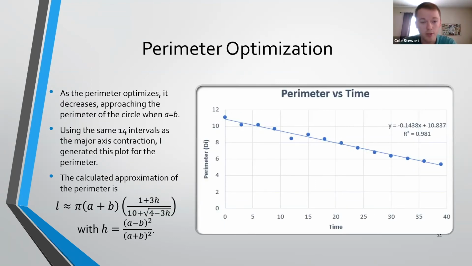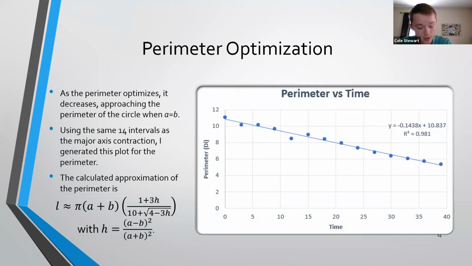So as aforementioned, as the perimeter optimizes, it decreases, approaching the perimeter of a circle when the minor axis equals the major axis. Using the same 14 intervals as the major axis contraction, I generated this plot for the perimeter, and I approximated the perimeter by the expression displayed at the bottom left-hand corner. As displayed, this has a high correlation coefficient of 0.981 with the trend expected.